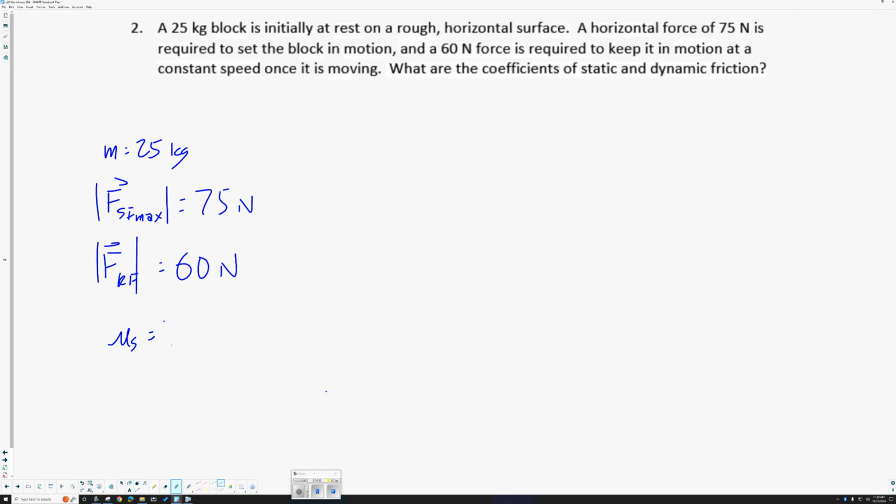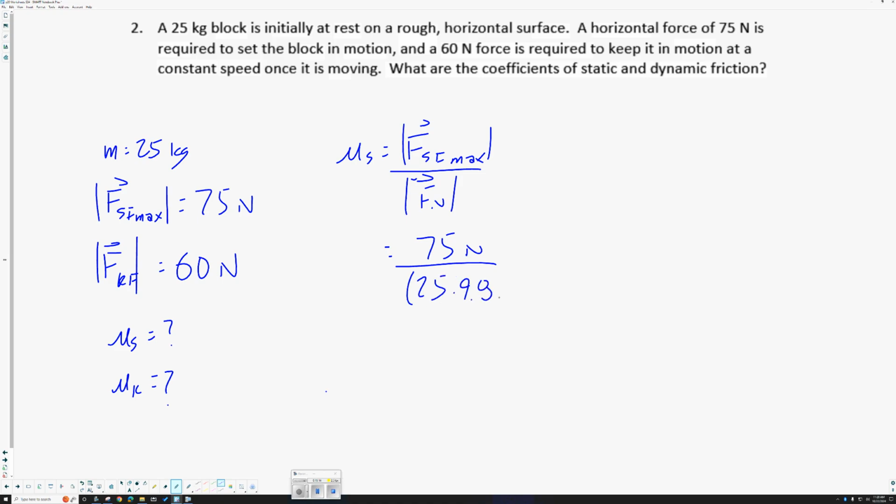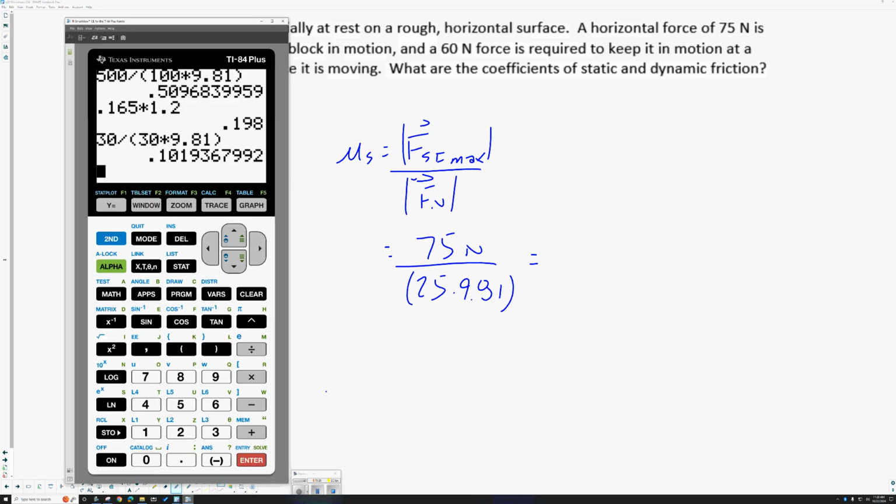And I want to find the coefficient of static friction and the coefficient of kinetic friction. I don't really care which one you do first. Both of them we're going to do pretty much the same way anyways. Let's say mu s is FSF max divided by Fn. So let's find that one first. FSF max is 75 newtons divided by Fn, which is 25 times 9.81. Divided by brackets here, 25 times 9.81 gives me a value of 0.31.